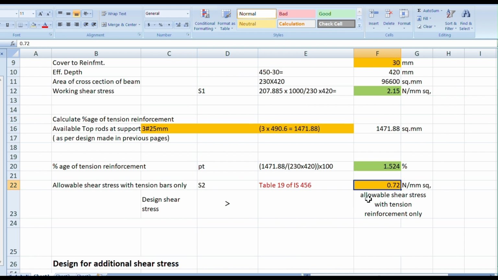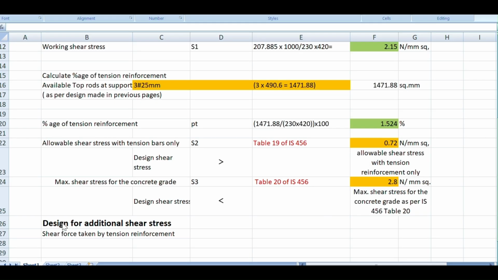Now on seeing this, the design shear stress, the existing shear stress available in the beam, is 2.15 Newton per mm square. This is more than the permissible shear stress. So additional reinforcement has to be provided for resisting the excess shear force. Design for additional shear stress.